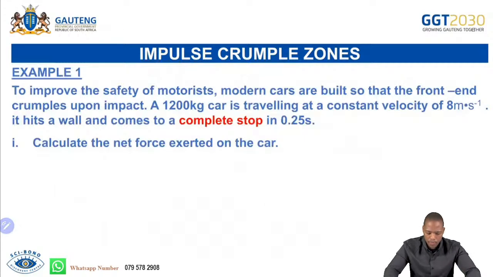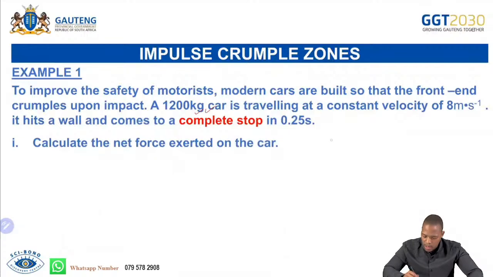They must crumple, okay? A 1,200 kilogram car is traveling at a constant velocity of 8 meters per second. It hits a wall and comes to a complete stop. As you see there highlighted in red, complete stop. It's a keyword there. And keywords have implication. You must know what it means when it says it comes to a complete stop in 0.25 seconds.